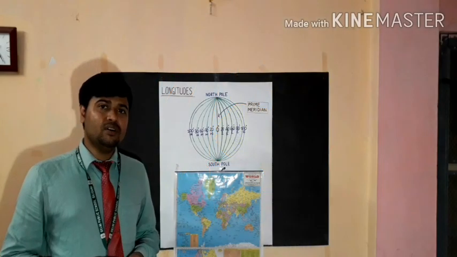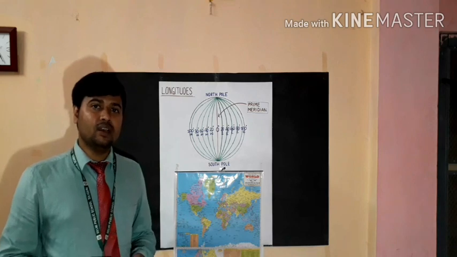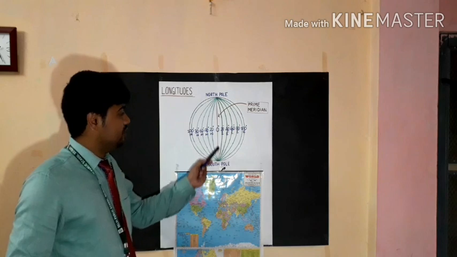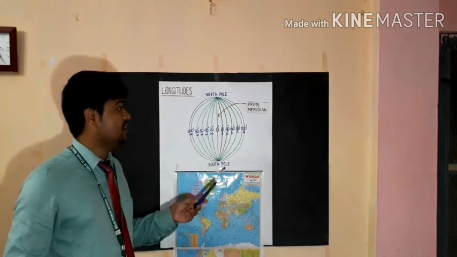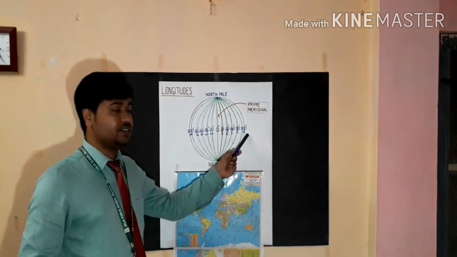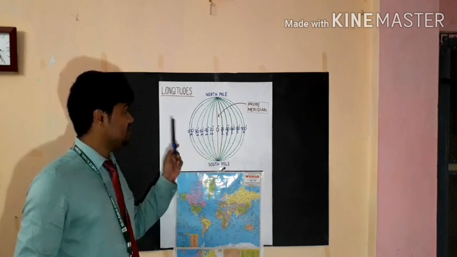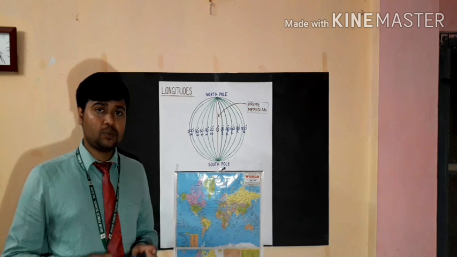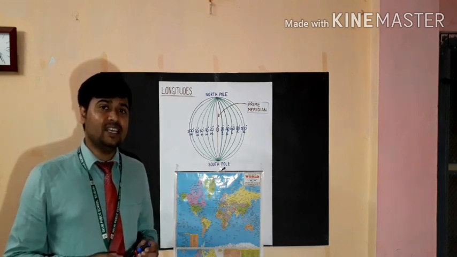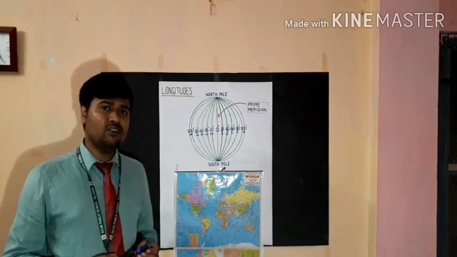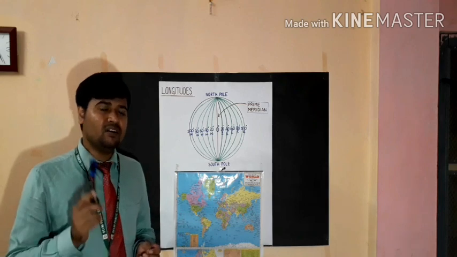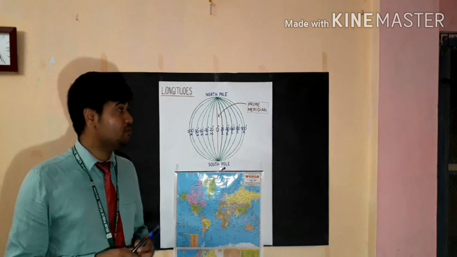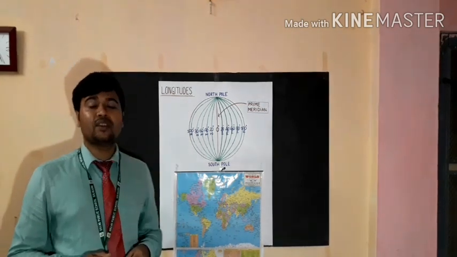You already know about the prime meridian. What is the prime meridian? The imaginary vertical line which divides the earth into eastern hemisphere and western hemisphere is called the prime meridian. Now the question is, why am I telling you about the prime meridian? Because the prime meridian is related with longitudes.